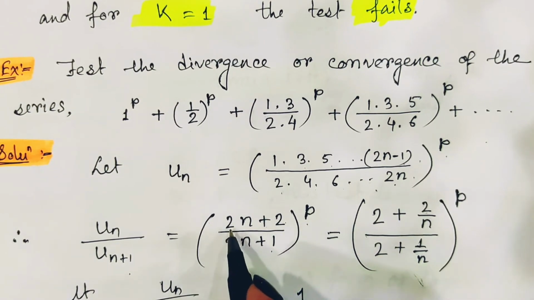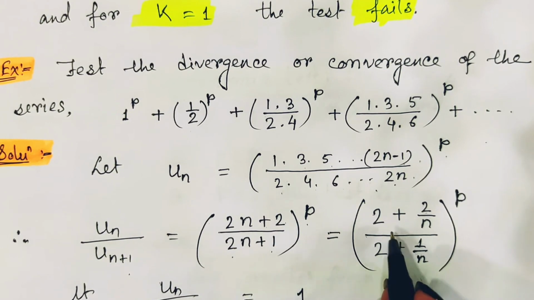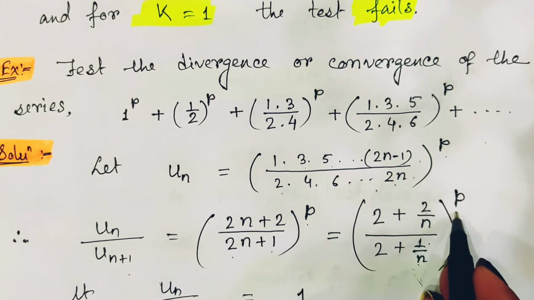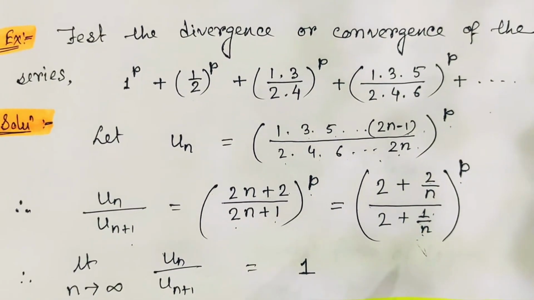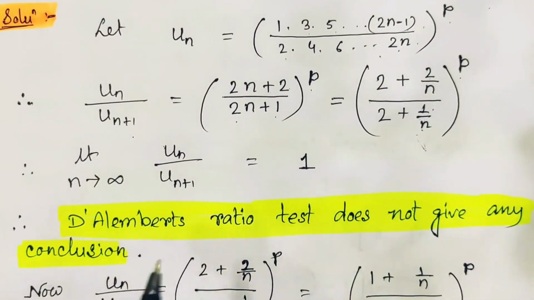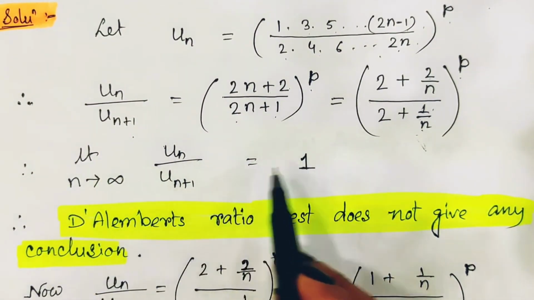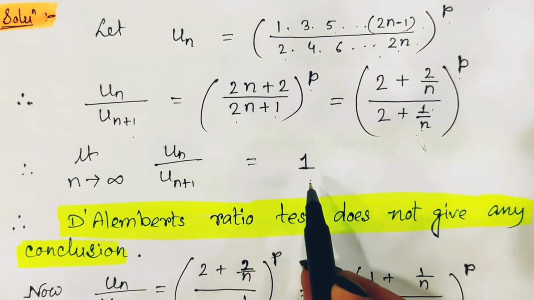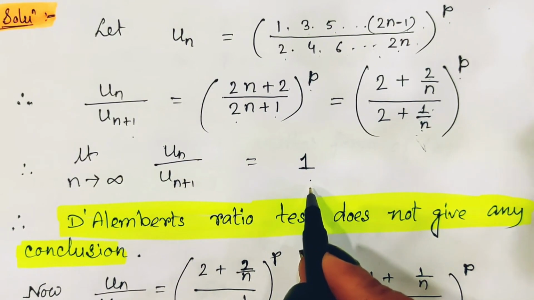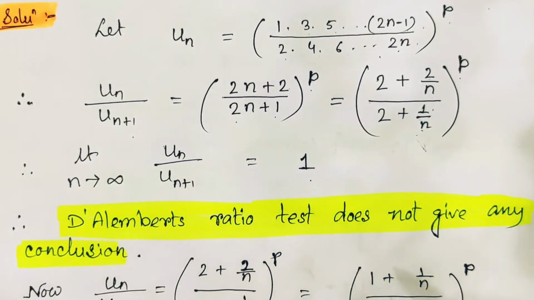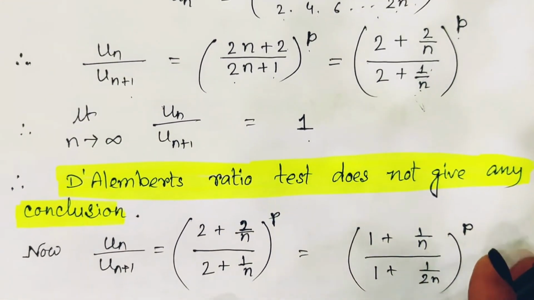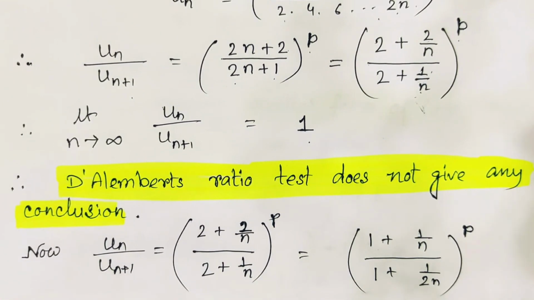Now if we divide denominator and numerator by n, then we will find out it is 2 plus 2 by n divided by 2 plus 1 by n, whole to the power p. So if we take the limit n tends to infinity on both sides, then we will find out that this limiting value is 1. So as the limiting value is 1, we will say that the D'Alembert's ratio test does not give any conclusion. So as the D'Alembert's ratio test fails, what we will do is apply the logarithmic test.